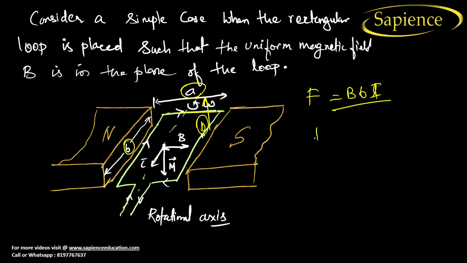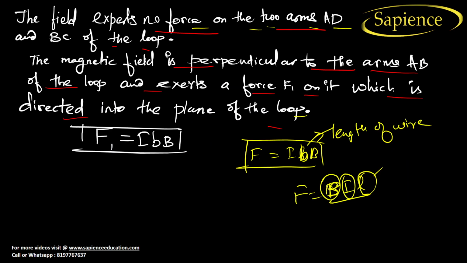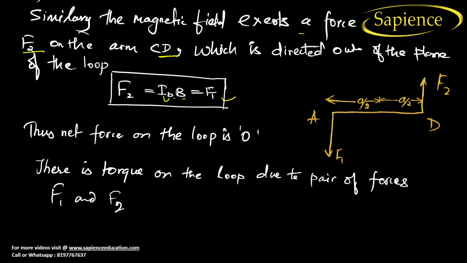So what you observe is that the force on these arms and the force on these arms are both the same. That is F1 is equal to F2, and this is equal to capital B into length of the arm into current. So finally we have got the force F1 is equal to F2. Thus, net force on the loop is 0. So let us consider this is F1 and this is F2, and the net force acting on this loop is 0.